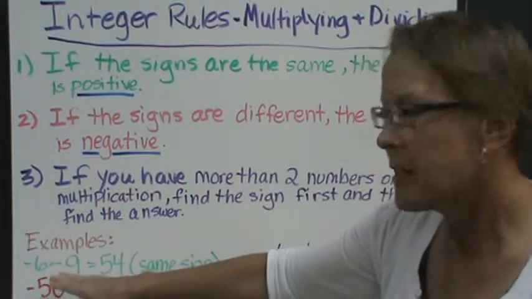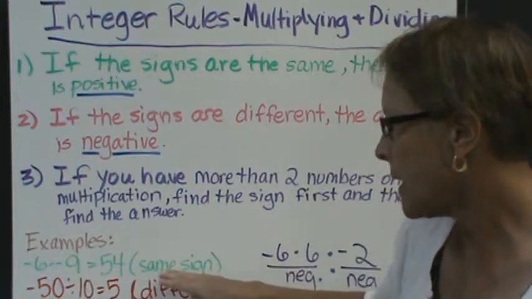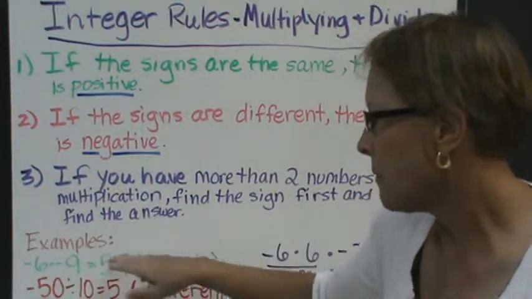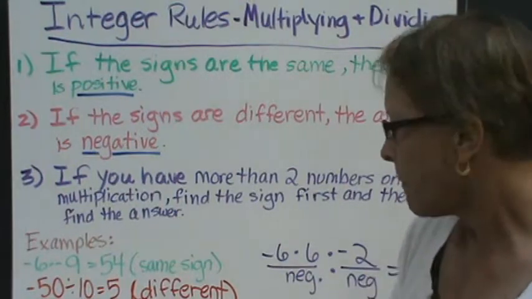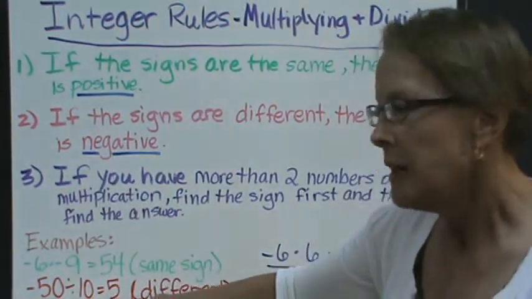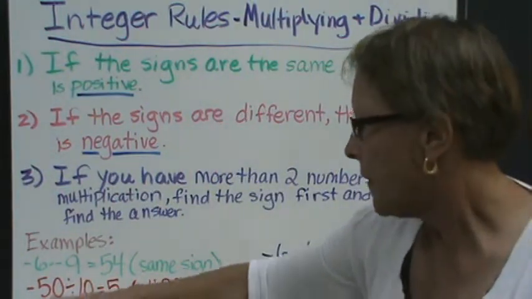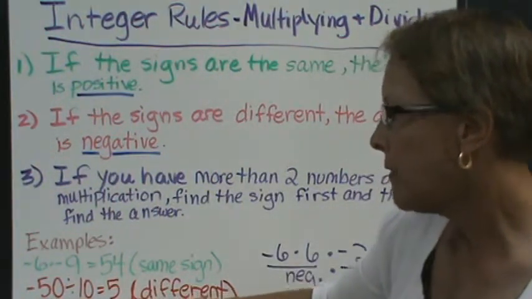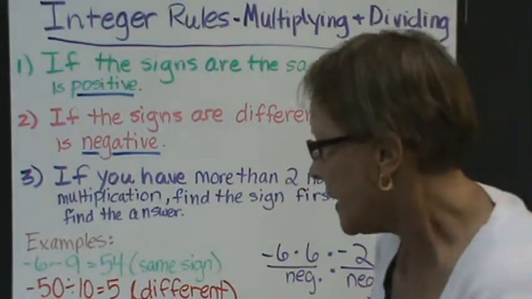I have -6 times -9. The signs are the same. So I have a positive, and 6 times 9 is 54. Here I have a -50 divided by 10. The signs are different. 50 divided by 10 is 5, and since the signs are different, it is a negative.